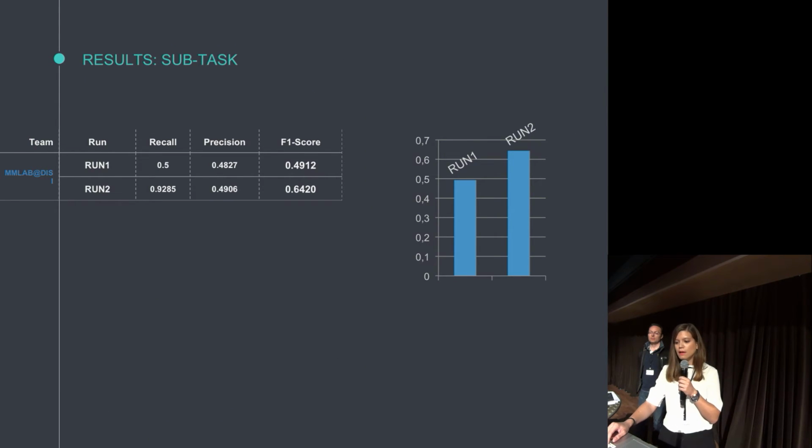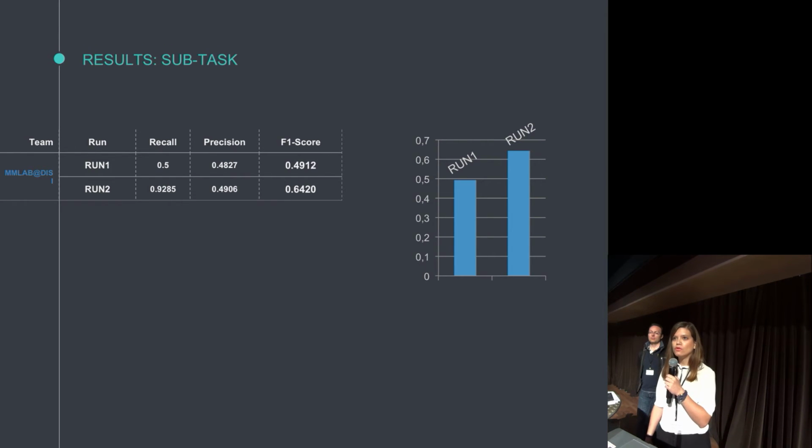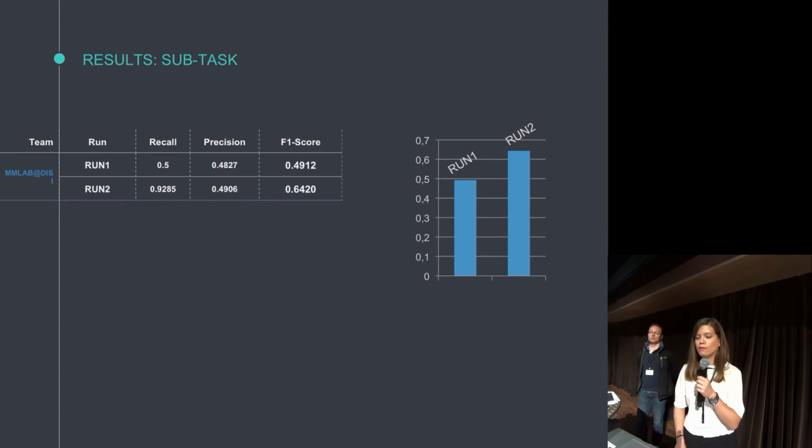Concerning the subtask results, we had just two runs. The first one used forensic features and the second one used also text features derived from the image.